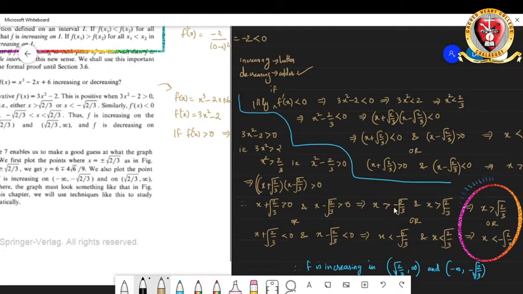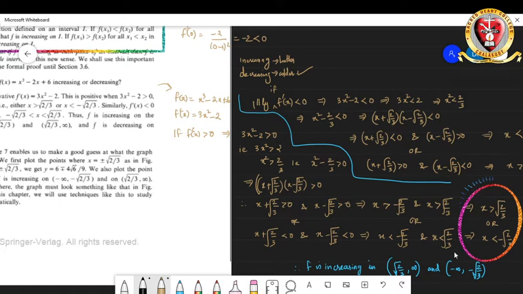The first condition will imply x is strictly greater than minus root 2 by 3 and x is strictly greater than root 2 by 3. To conclude both these, the intersection of that, you will have x strictly greater than root 2 by 3. This is a lesser quantity than this. So in total, this is the conclusion here.